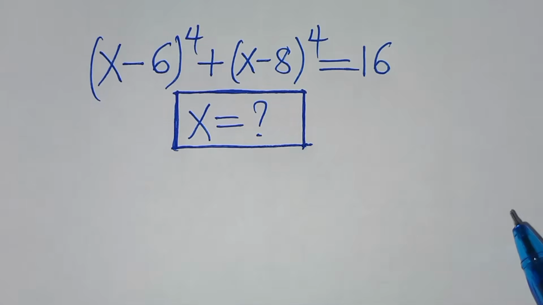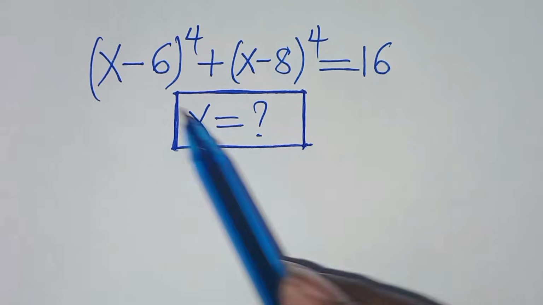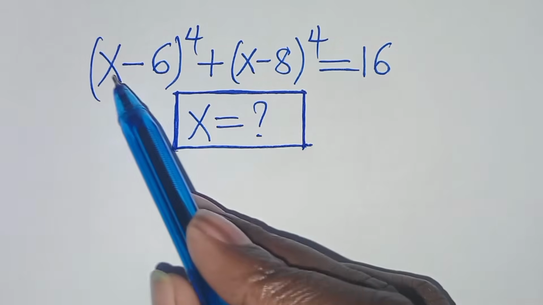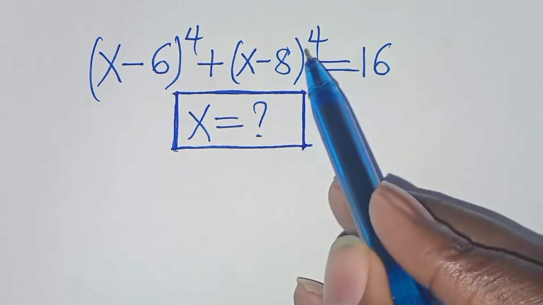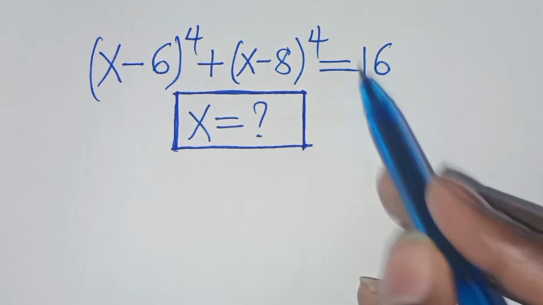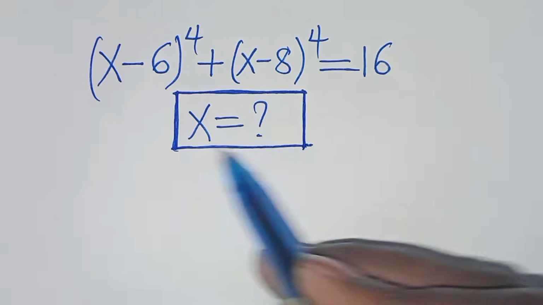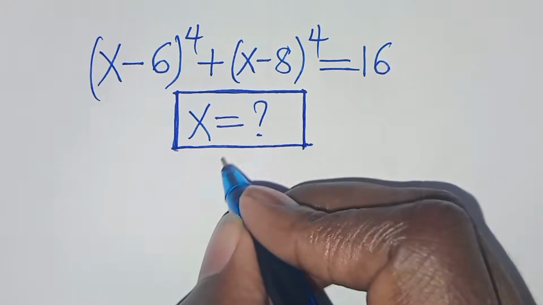Hello everyone, you're welcome to solve this nice algebra problem, which is (x - 6)^4 + (x - 8)^4 = 16. What are the values of x? So let's present a solution from here.